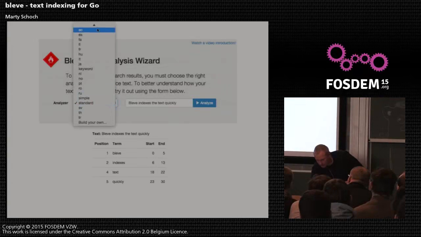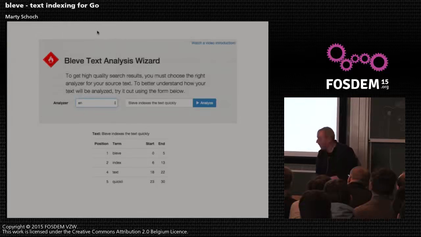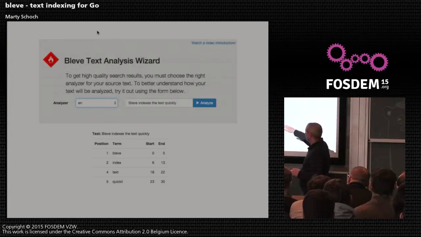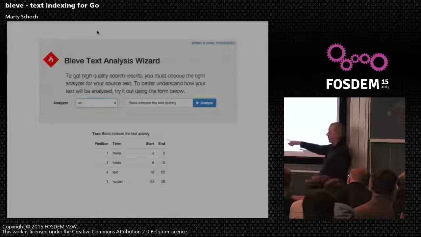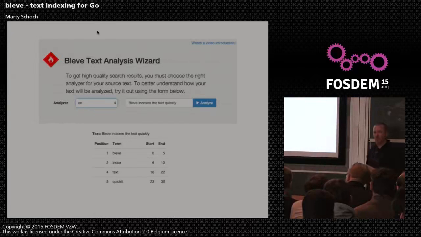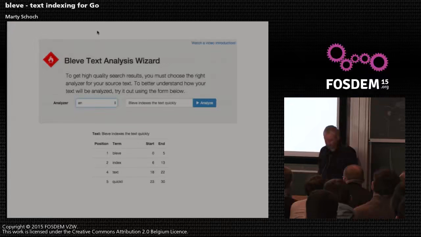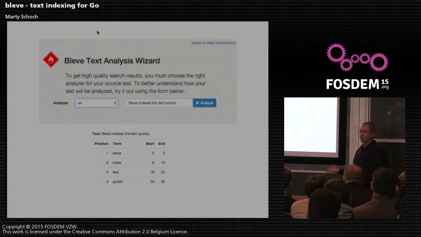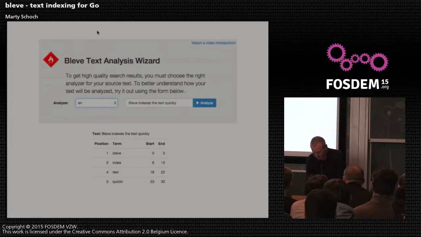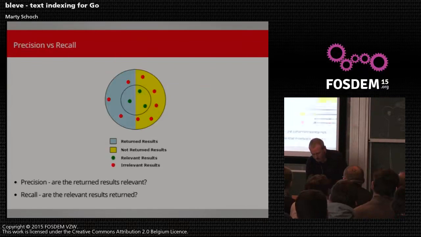So we have a special analyzer called EN. And this is going to do the additional step. So now, in addition to removing the stop word, you notice indexes became index, and quickly with a Y became quickli with an I. So again, that's just the output of the stemmer. Rather than focusing on what the specific terms are, the important thing is that they match up, right? So that they stem to the same thing on input and on output. So this is a tool, again, if you're not getting good enough results, this is a great tool for figuring out how you can tweak your mapping to get better results.